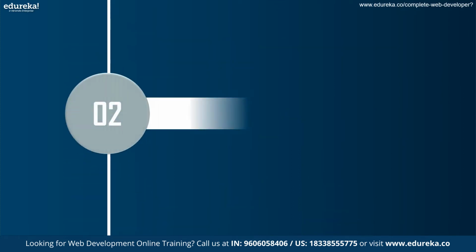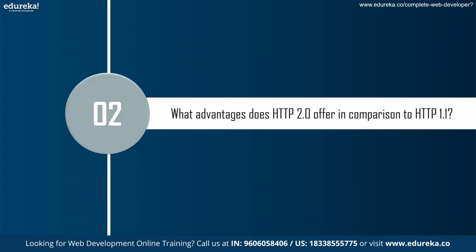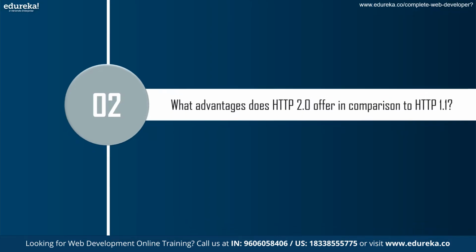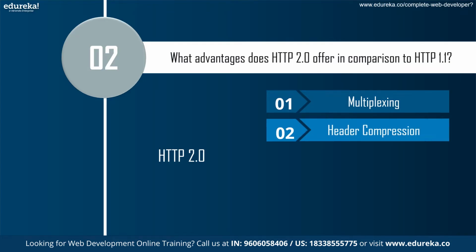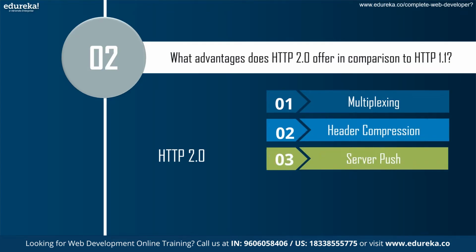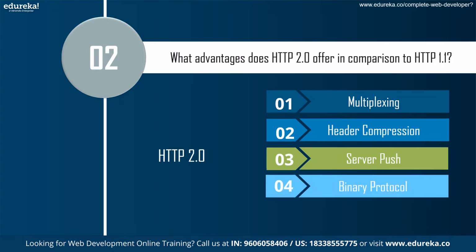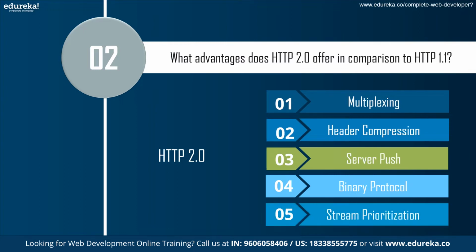Now, moving on to the next question, what advantages does HTTP 2.0 offer in comparison to HTTP 1.1? Firstly, we have multiplexing, which handles multiple requests on a single connection, improving efficiency. Next, header compression, which reduces overhead and enhances speed. Third, we have server push, which allows the server to send multiple responses without waiting for requests, improving page load times. Fourth, we have binary protocol, which enhances parsing efficiency and reduces errors. Fifth, we have stream prioritization, which enables request prioritization, improving user experience.